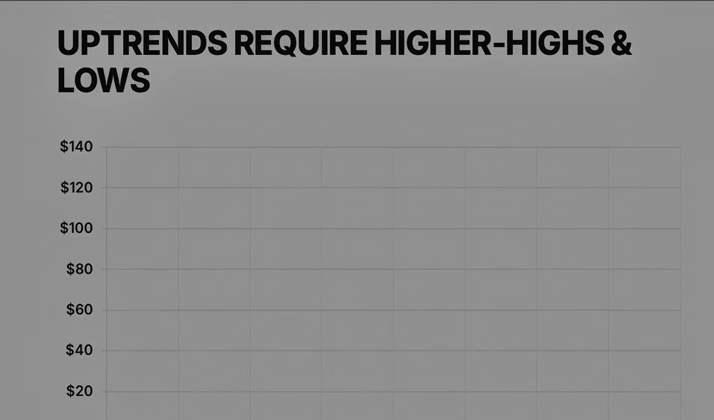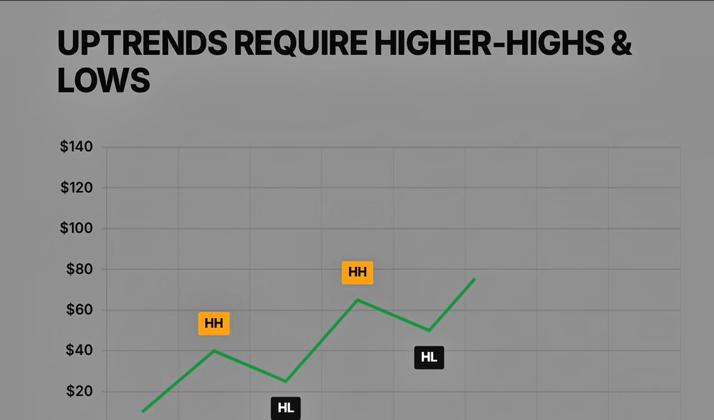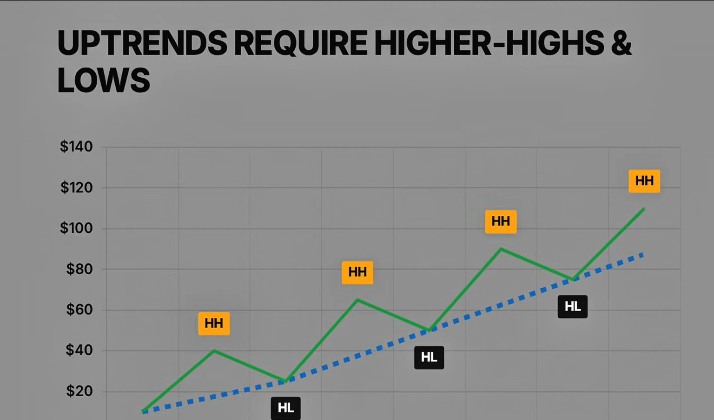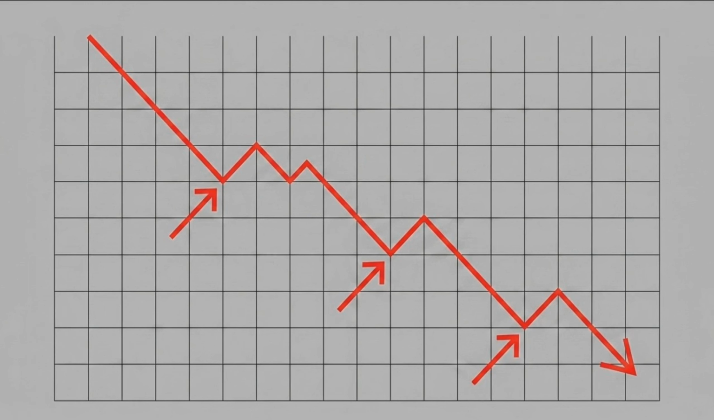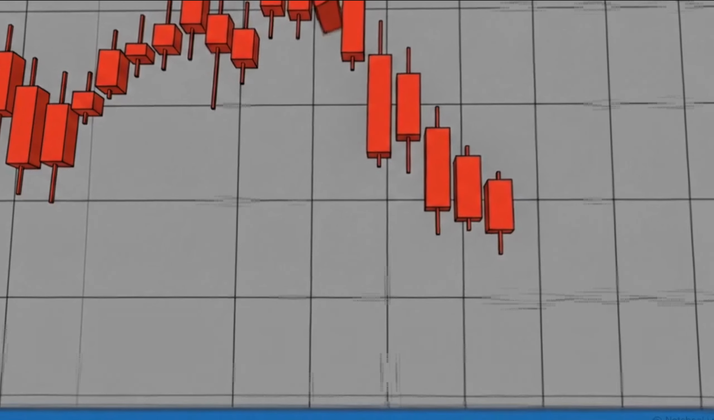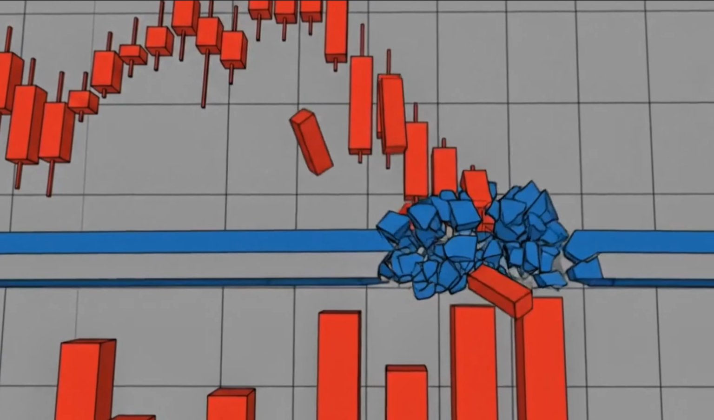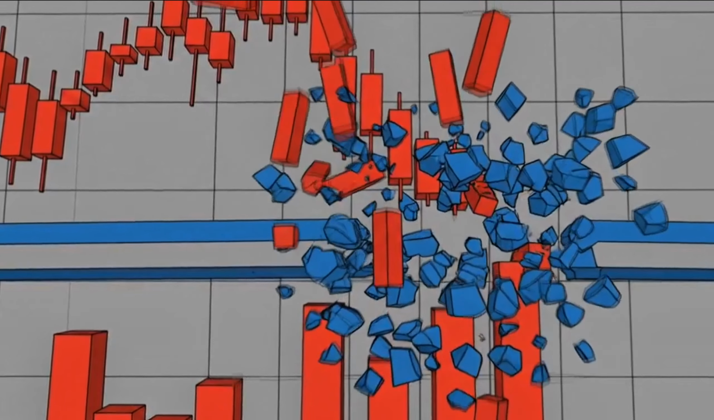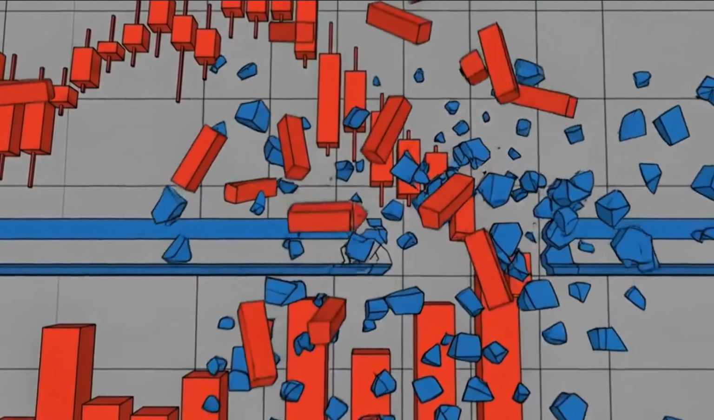Zooming out reveals the broader structure of the market. According to Dow theory, an uptrend is defined by a consistent sequence of higher highs and higher lows, showing that buyers are willing to purchase at increasingly higher prices. Conversely, a downtrend consists of lower highs and lower lows. This structure indicates that sellers are in control, and each attempt at a recovery fails to reach the previous peak.